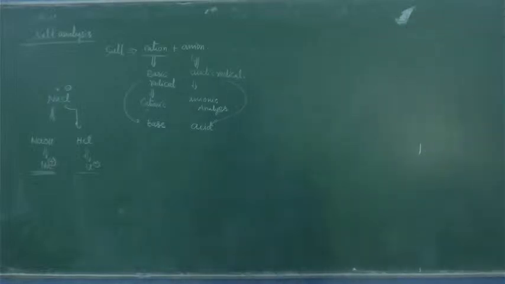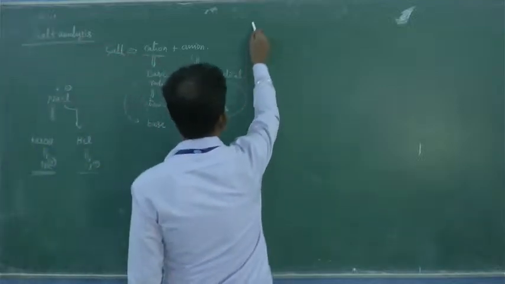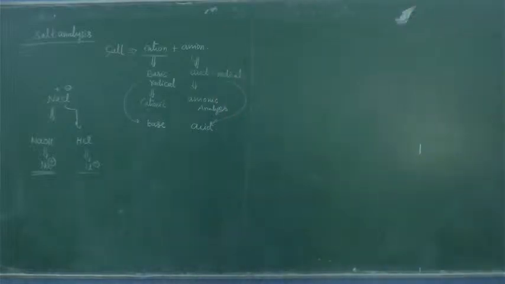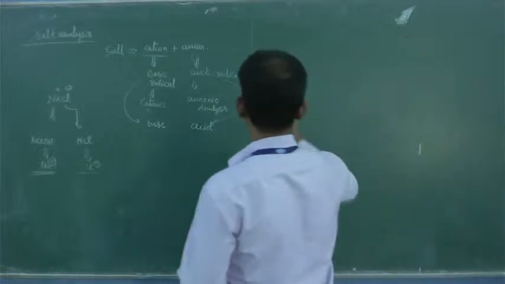Cation comes from base, that's why it's called basic radical. And anion always comes from acid, that's why it's called acidic radical. Acidic radical, not acid radical. Is it clear? But in our syllabus they have given a few cations and a few anions. So what are the cations that are given? That is basic radical.